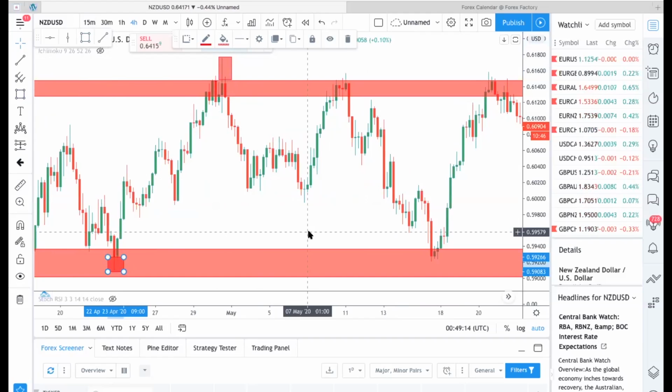But if you literally think about it, these big banks actually put caps, they put floors, and they put ceilings. These are places where price should not go below or should not go above. So once you find these areas, you should have a great setup.